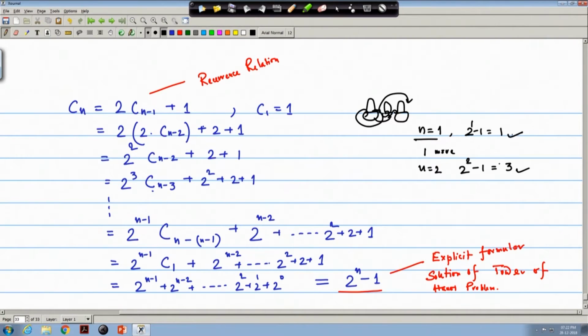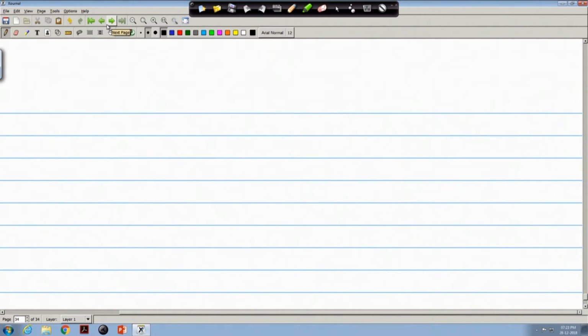So, it satisfies the relation for any number of disks. This gives me the solution of the Tower of Hanoi problem. And what we see is that if I take the recursive approach or the recursive algorithm, then it is much easier to handle this type of problem. Now, we take another example.